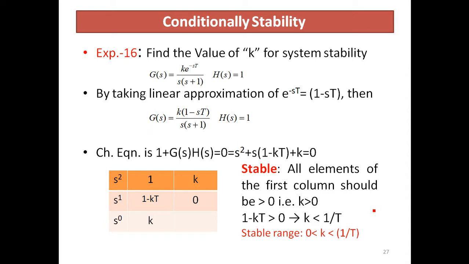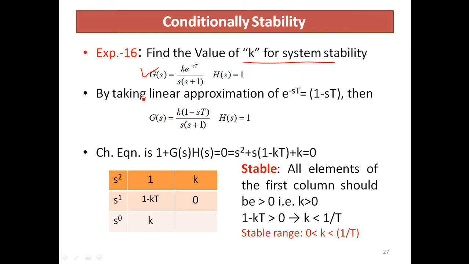Now, if you have an exponential term in the numerator of the transfer function, in that case, what should be the value of k for the system to be stable? See, this is the open loop transfer function G(s), where we have considered k times e to the power minus st divided by s times (s plus 1), and the feedback loop gain H(s) is unity.